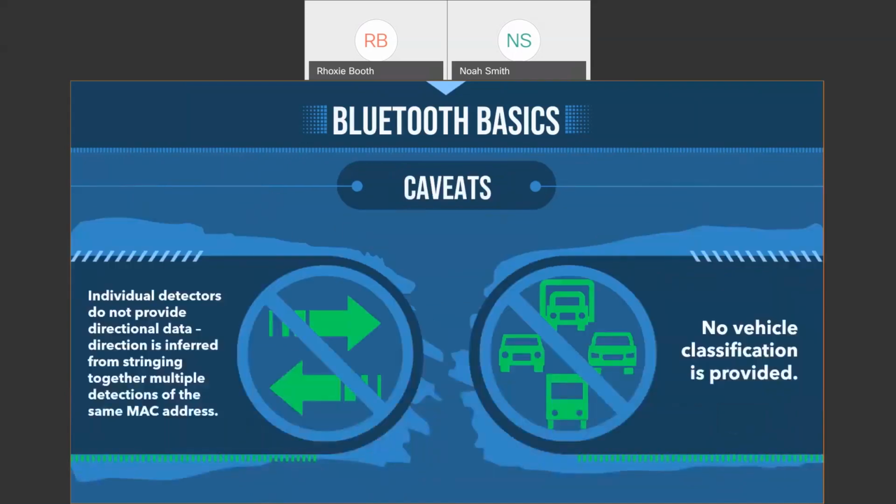A couple caveats before we move on. I mentioned before, there's no vehicle classification on these studies. You're not going to be able to pull passenger vehicles versus heavies or anything like that. And the individual detectors are not providing directional data. All that they have is a signal strength indicator. The direction is inferred when you have the same MAC address being picked up by multiple detectors. That's how you can tell which direction people are traveling. So on a detector by detector basis, there's no directional data being collected. Again, that direction is strung together in a trip as a device passes through the survey area.